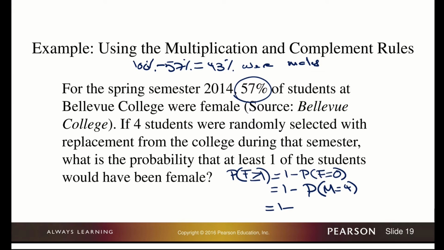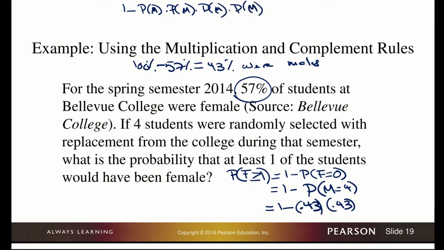So the first one will be 0.43, and because of replacement, that's not going to have any effect on the choosing of the second one. So that's also going to be a 0.43, right? So basically, you're doing this. You're finding 1 minus the probability of male times the probability of male times the probability of male times the probability of male. You see?